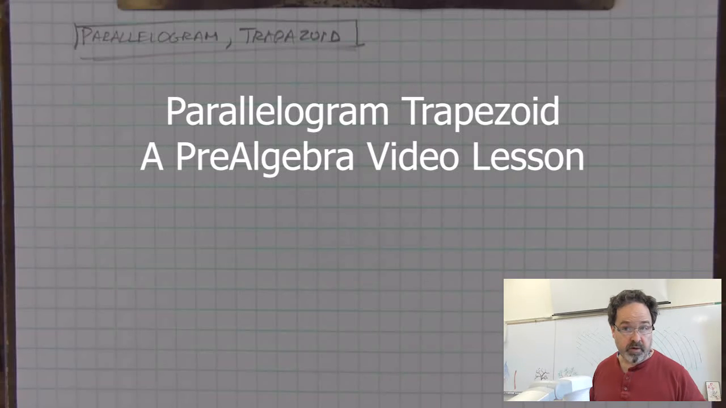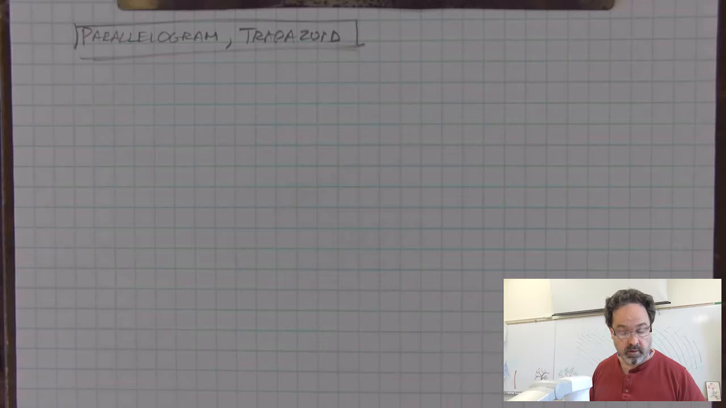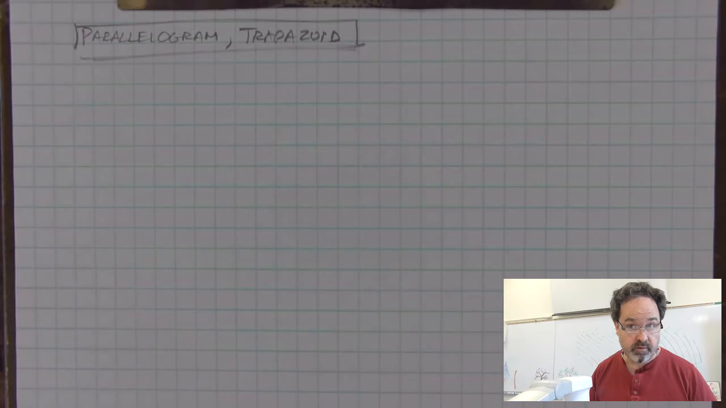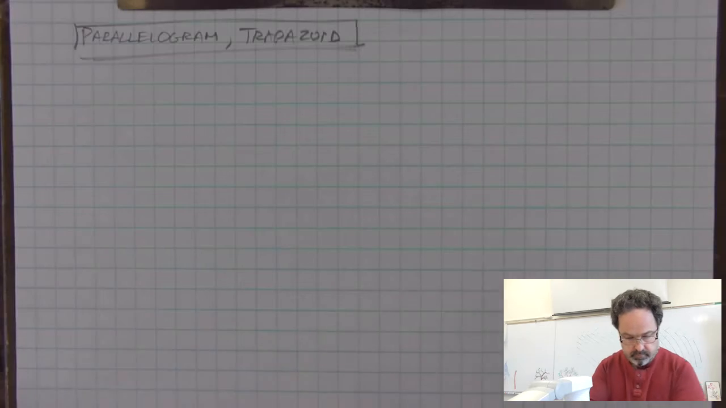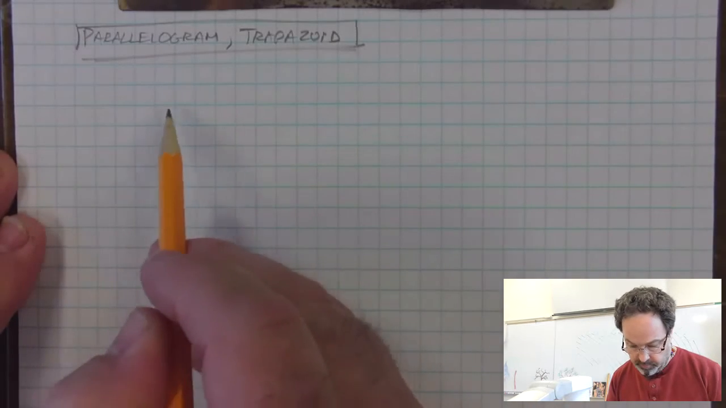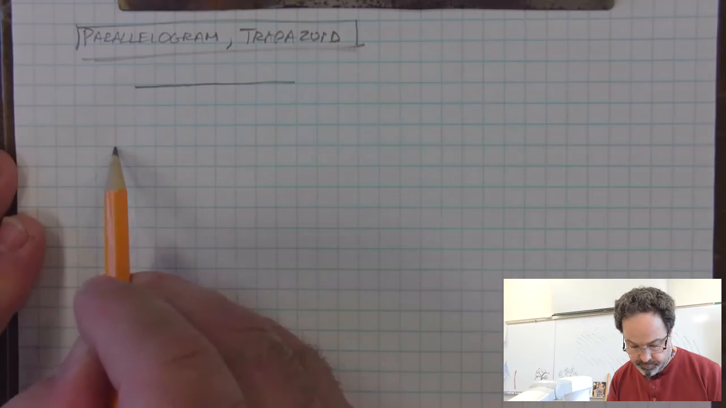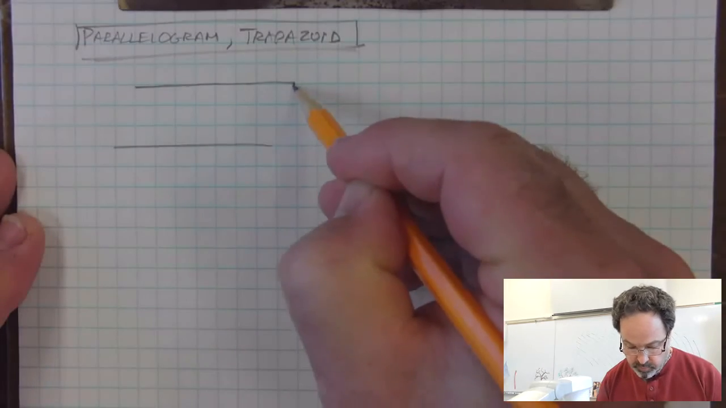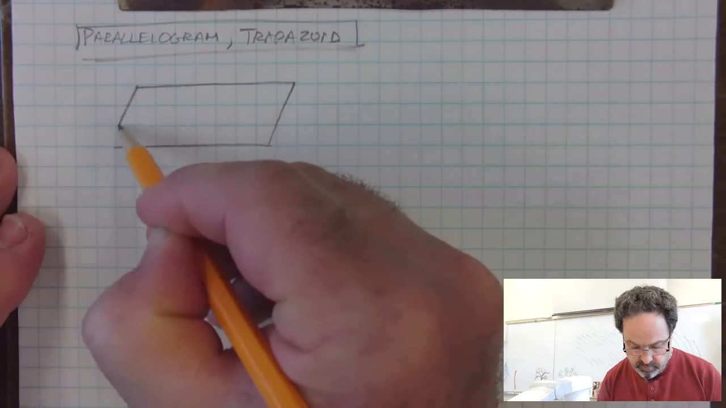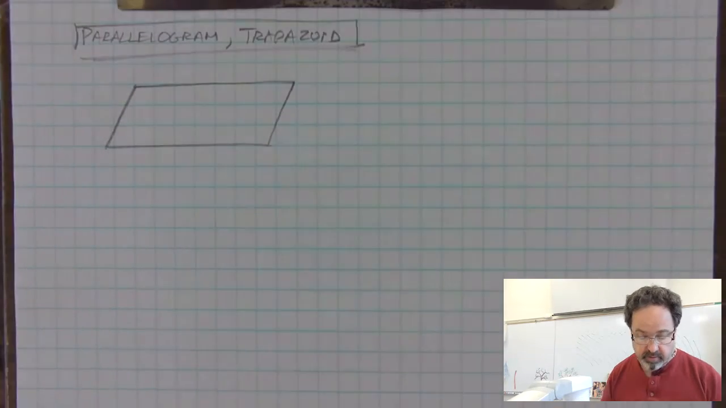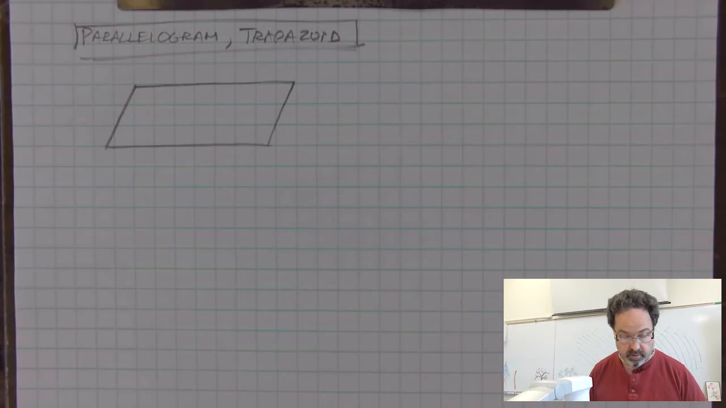VLSos here. This is a video lesson on parallelograms and trapezoids. Parallelograms and trapezoids are basic shapes, but their properties are a little more sophisticated than squares and rectangles and triangles. I'm going to draw a parallelogram, and we'll use these drawings and notation to highlight the properties of these shapes.